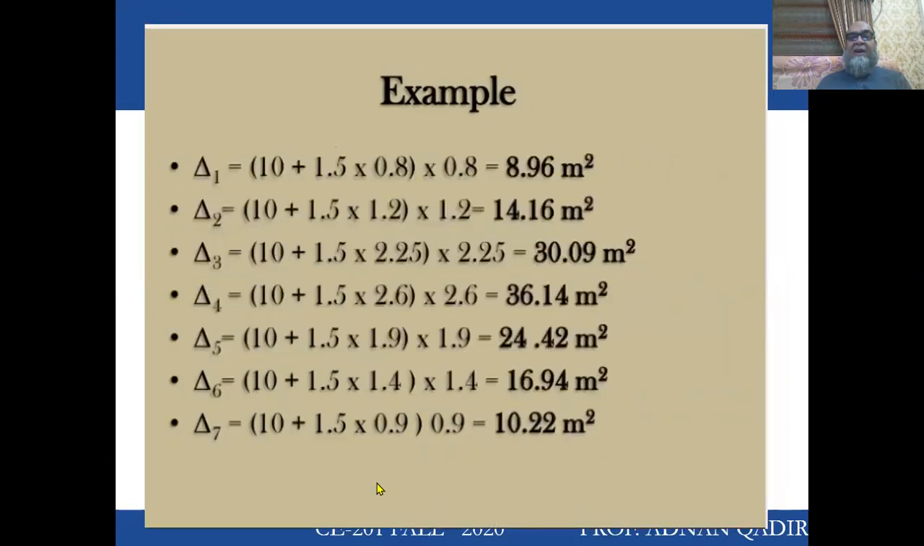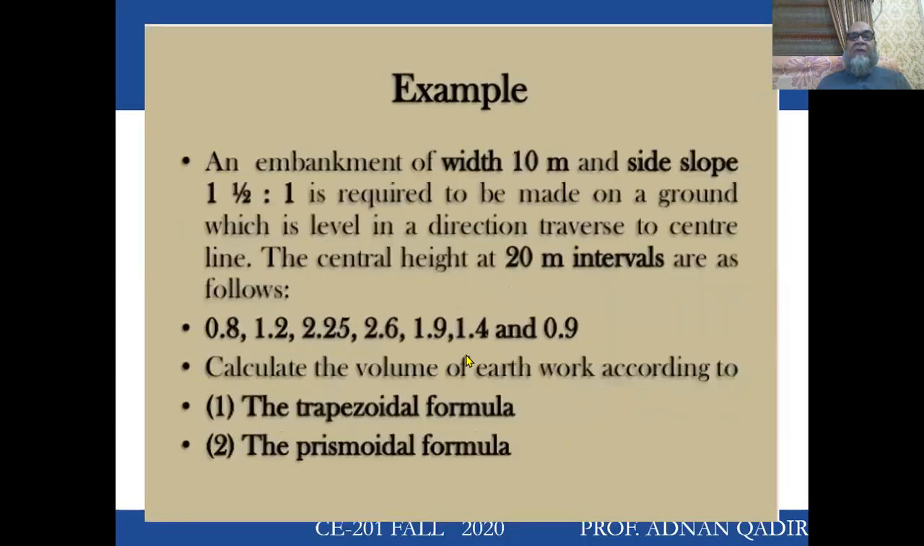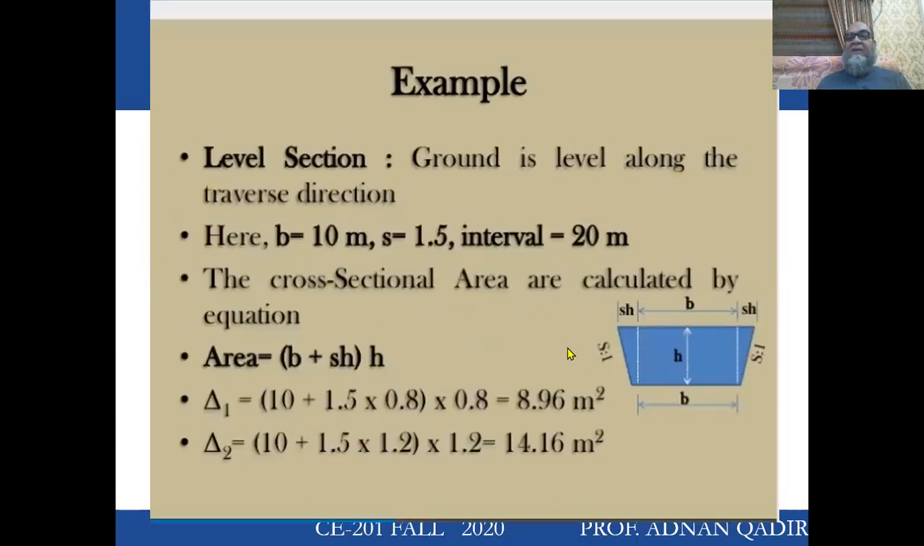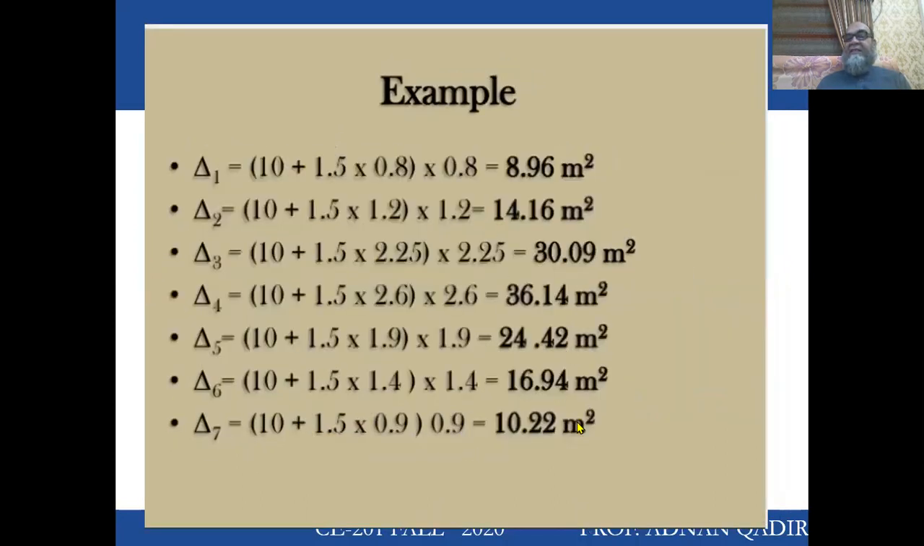So you find the areas for all the values along the height. You start with 0.8, 1.2, 2.25 like this, 1.2, 0.25, 2.6, 1.9, and 0.9. I have calculated these areas.